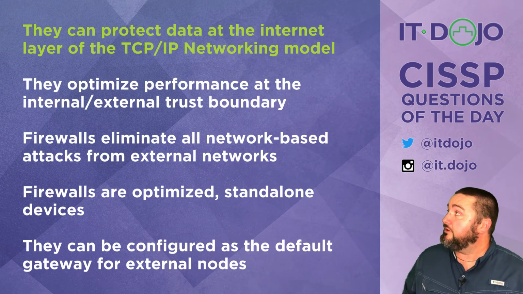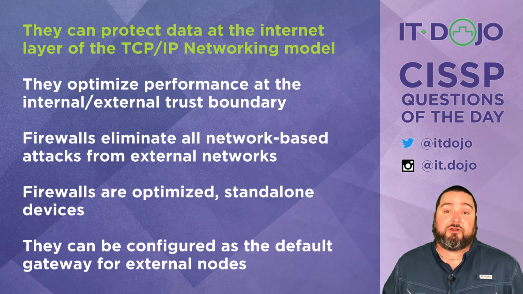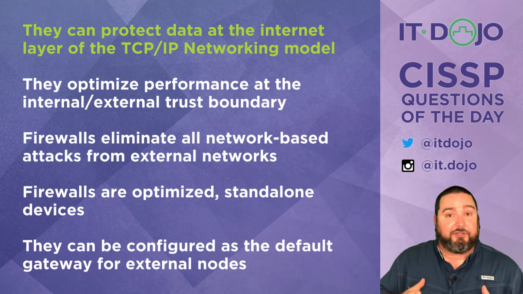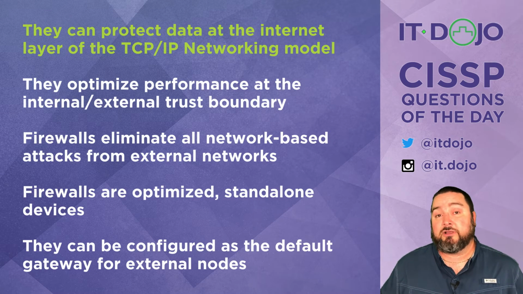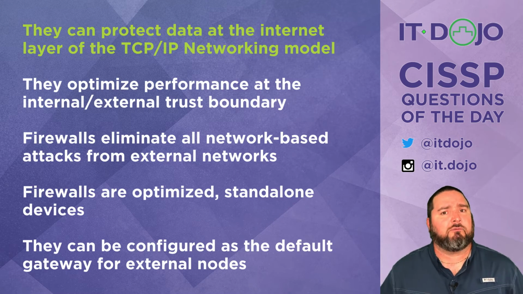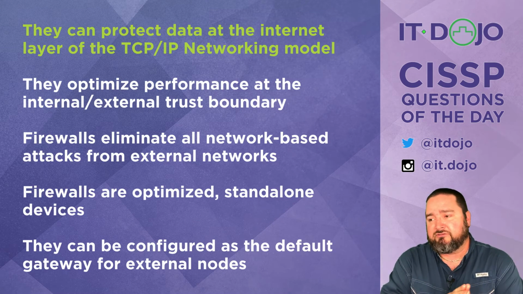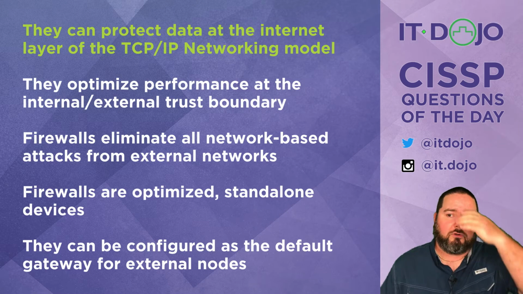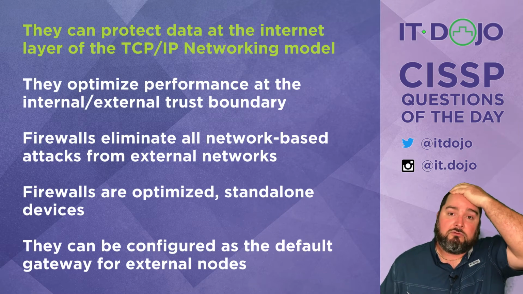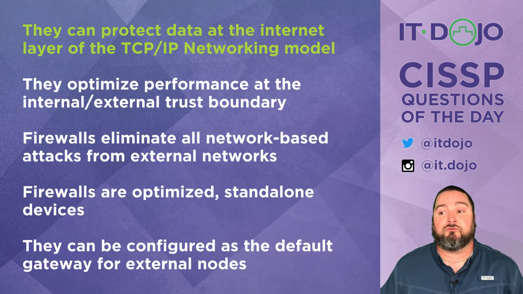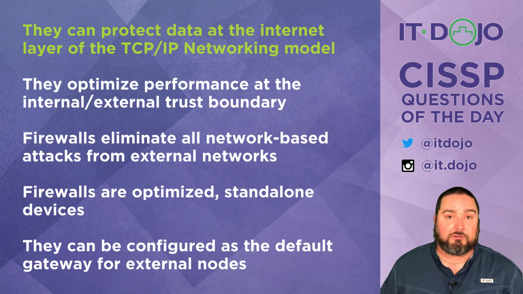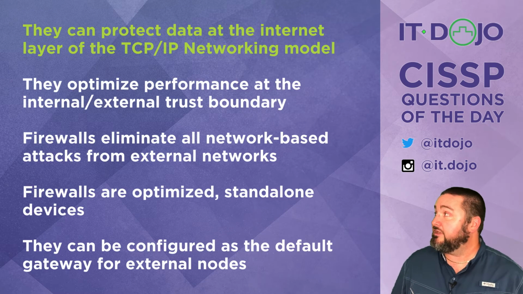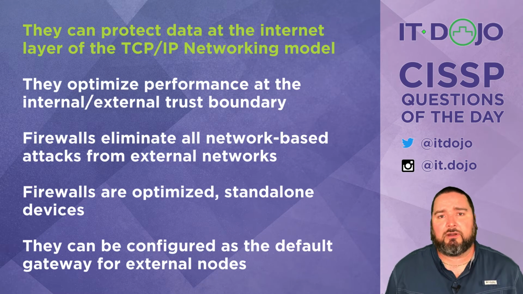All right, and the final answer choice here says that they can be configured as the default gateway for external nodes. Well, sounding pretty good until you got to that whole external node thing. They can be configured as a default gateway for internal nodes, but things on the outside don't typically use your firewall as the default gateway. But it is very common for the firewall, the device that you have your nodes send traffic to, not only to act as the firewall, but to also act as the point of exit from the network. So in this case, though, the answer is not right because we threw that external in there rather than internal.